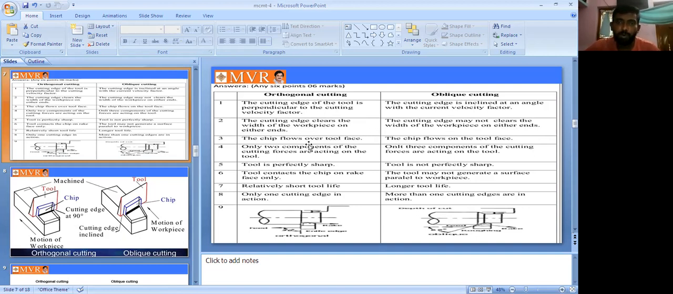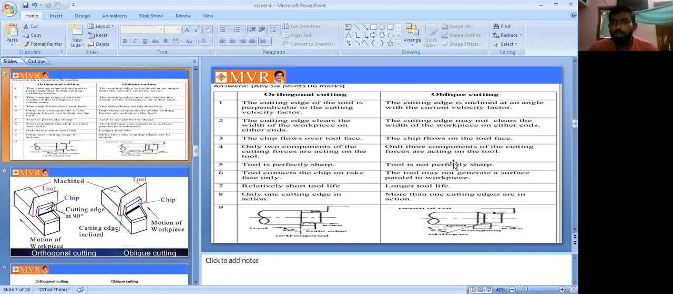The chip flows over the tool face. In orthogonal cutting, the chip flows on the tool face only. In oblique cutting, the chip flows over the tool face at an angle. That is the major difference here. In orthogonal cutting, only two components of the cutting forces are acting on the tool, so we call it 2D cutting.